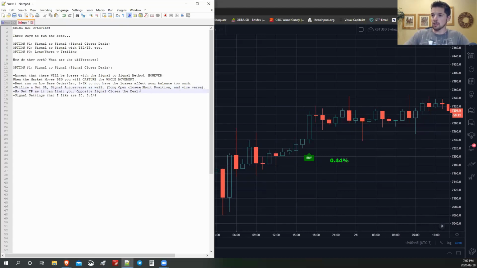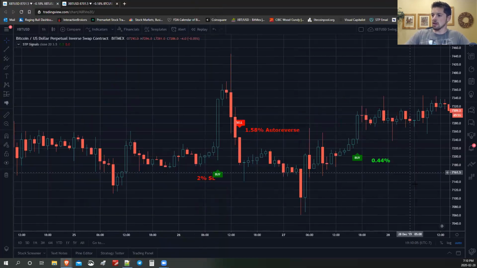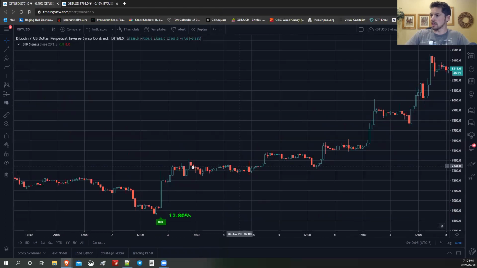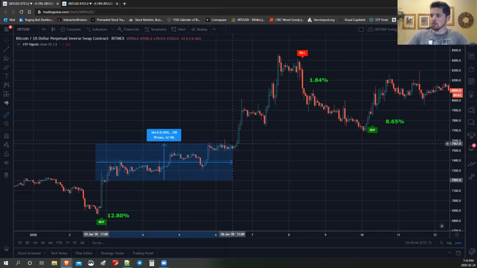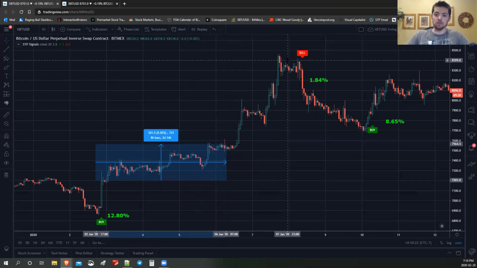So back to this: utilize a set stop loss, signal auto reversing as well, long opens, closes a short position, vice versa. No set take profit as it can limit you. This is what I mean about that. If you were to have set a take profit of, let's say, 5% on this deal, well, you'd be out right there, and you're going to miss basically the whole run up. So that's where I'm getting at with the signal to signal bot, where it does catch everything.